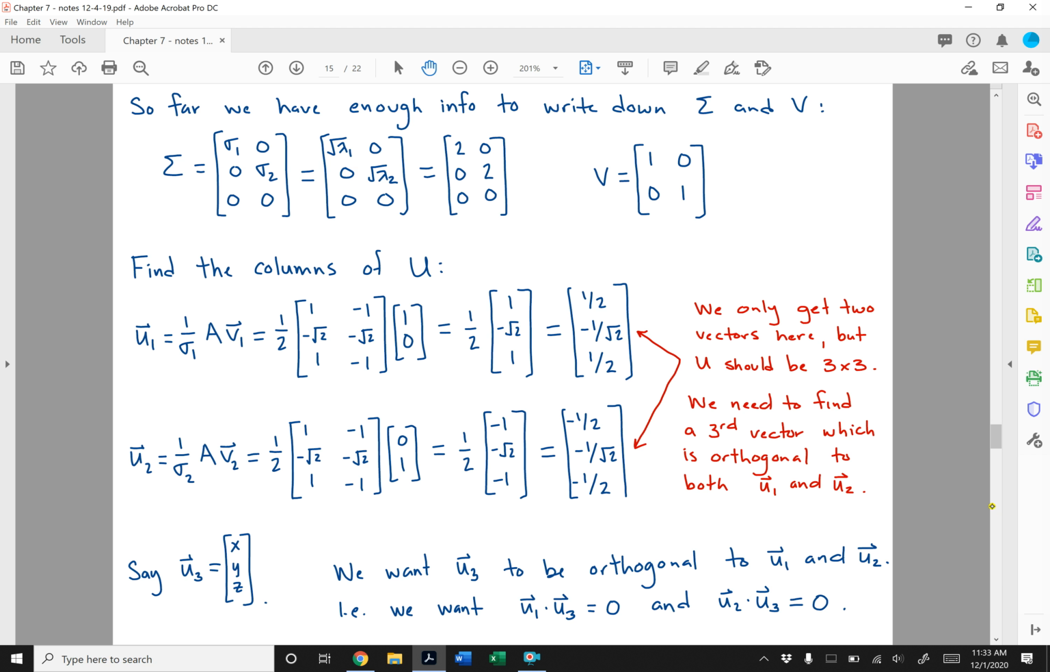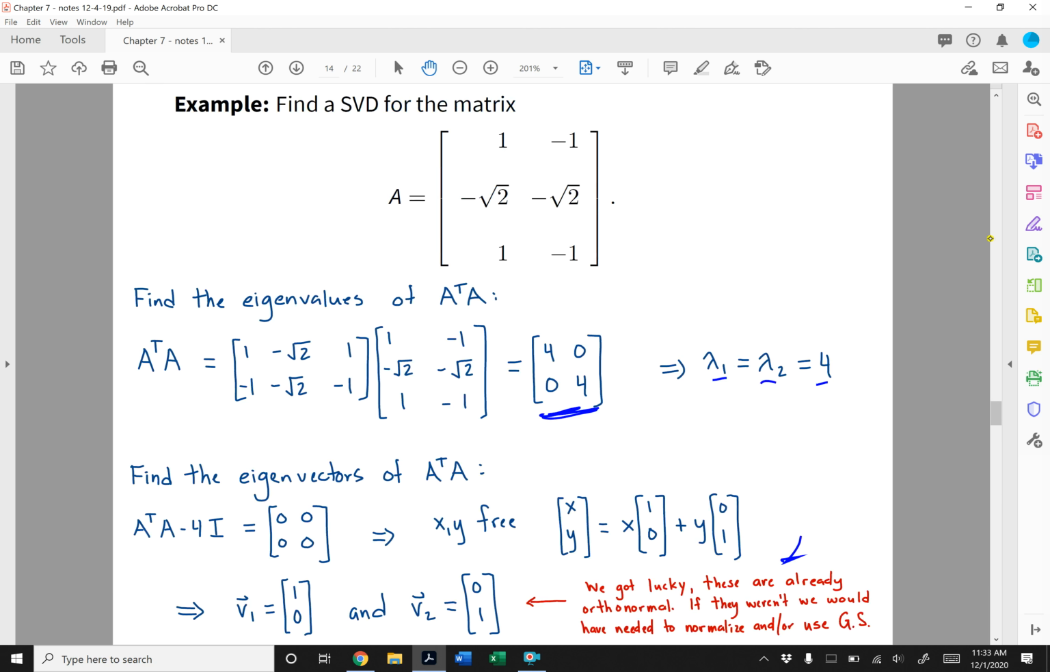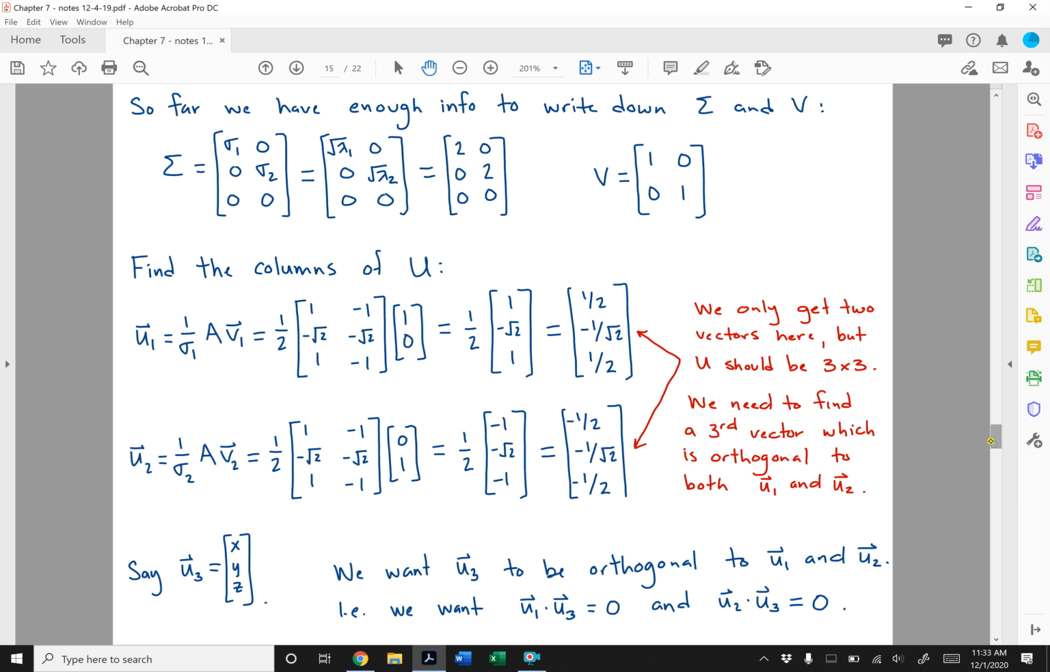Okay, so now we can write down sigma and v. Sigma is the same size as A. A was a 3 by 2, so we write down a 3 by 2, and we take the eigenvalues, take the square roots, which are our singular values, and write those down the diagonal, so we just get 2, 0, 0, 2, 0, 0. And for v, they're already normalized and orthogonalized vectors, eigenvectors of A transpose A.